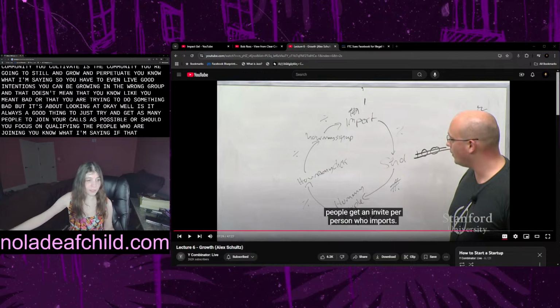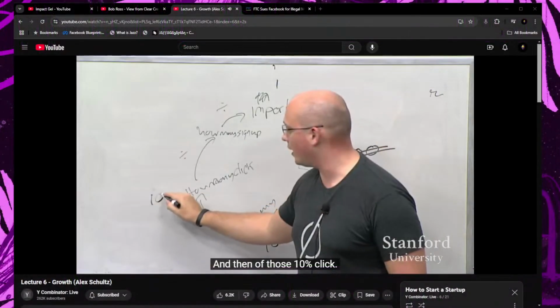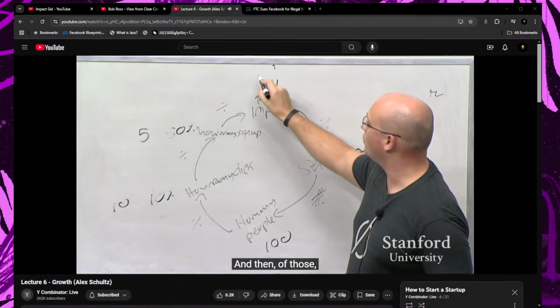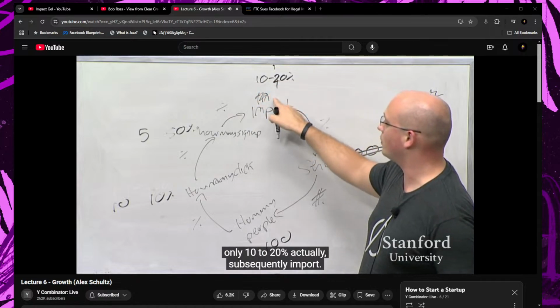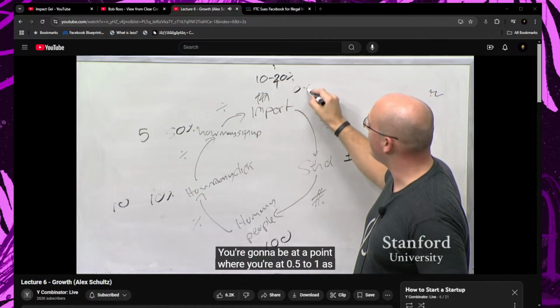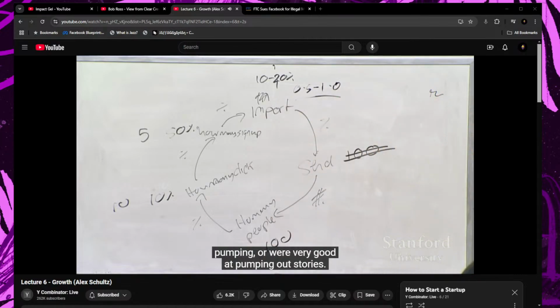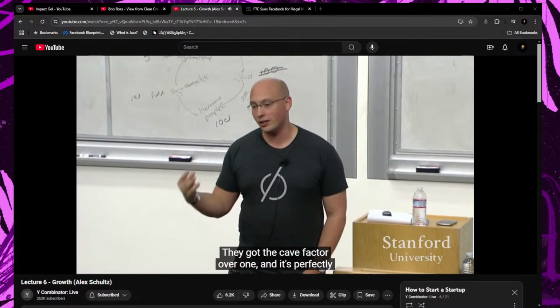If that makes sense. And then of those, 10% click, that gets you to 10. And then of those, let's say 50% sign up, that gets you to 5. And then of those, only 10 to 20% actually subsequently import. You're going to be at a point where you're at 0.5 to 1 as your K factor, and you're not going to be viral. A lot of things like Vidi were very good at pumping out stories that got the K factor over 1, and it's perfectly doable to get the K factor over 1.